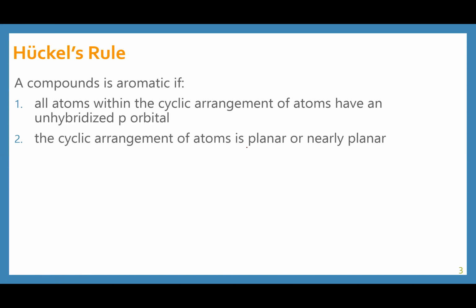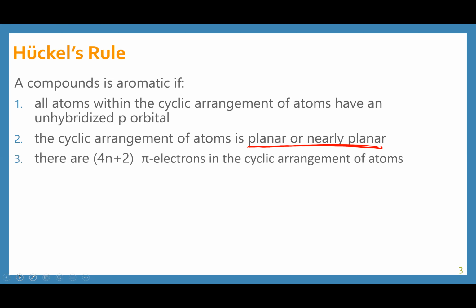And this one is one of the harder ones to identify when those compounds start getting really big. So I tend to not ask too many questions about those types of compounds, because for some of them you have to see a model in order to know if they're planar or nearly planar. And there are 4n plus 2 pi electrons in the cyclic arrangement of atoms.